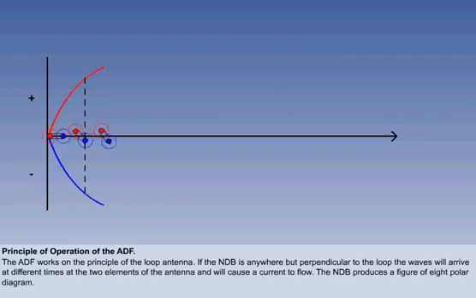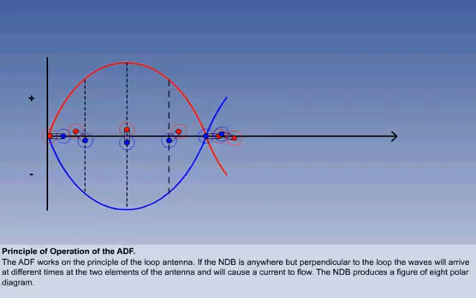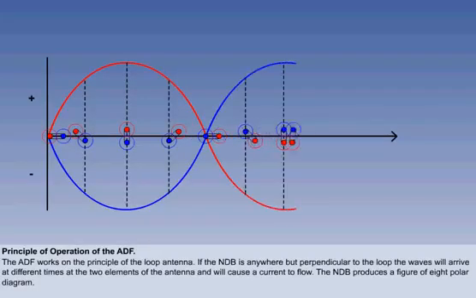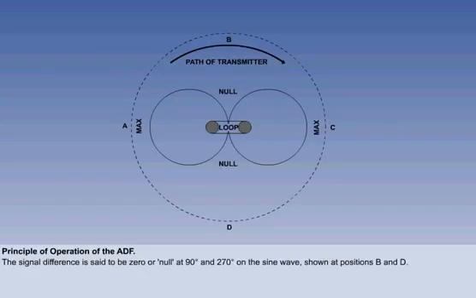If we place the two patterns together, we get a figure of 8 polar diagram of the beacon signal strength at all points of the loop antenna. There are two positions at which there is no difference between the strength of signal received by the two vertical elements of the antenna, at 90 and 270 degrees on the sine wave. The signal difference is said to be zero or null, shown at positions B and D.